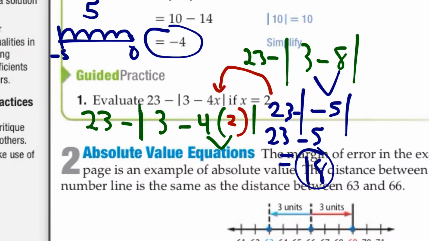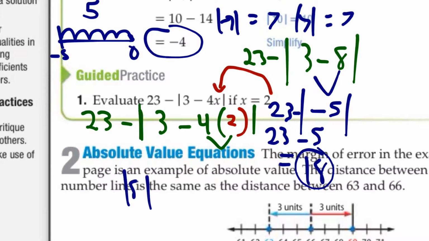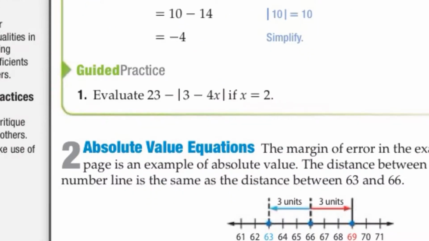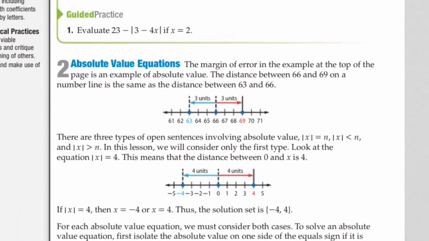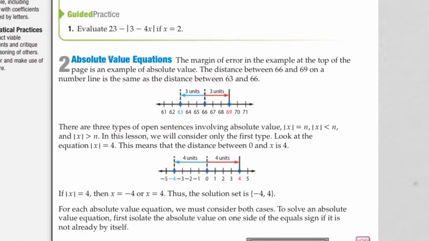Now, a lot of teachers are going to say, well, just make it positive. So the absolute value of negative 7 equals 7. The absolute value of 7 equals 7. The absolute value of 89 equals 89. The absolute value of negative 100 equals 100. It's just always positive because distance cannot be negative. You're going to hear me say that a lot. Distance cannot be negative.